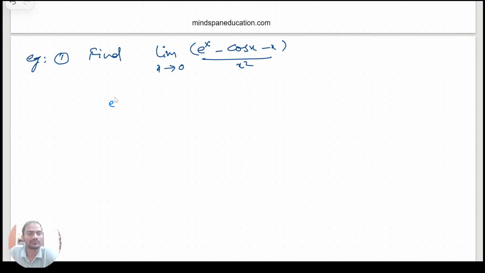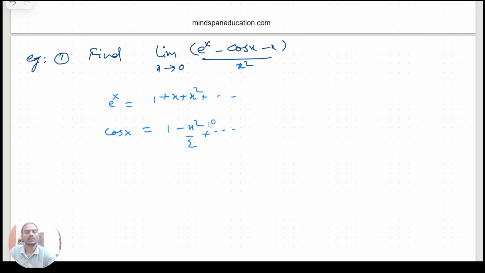And what will be the expansion for e raised to power x? We only need to be concerned about terms till the x square. Okay, so higher terms we will ignore. E raised to power x, we can write 1 plus x plus x square by 2 and some higher terms that we need not be worried about. I will tell you why just now. Okay, and cos x we can write as 1 minus x square by 2 plus higher terms.